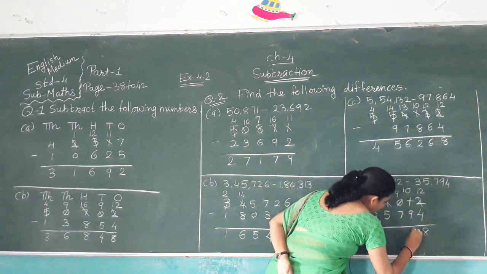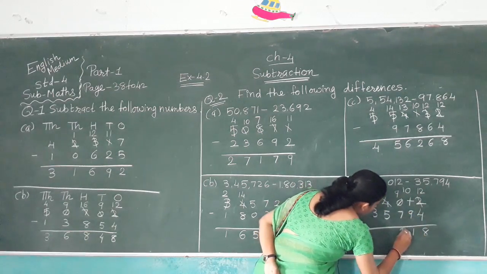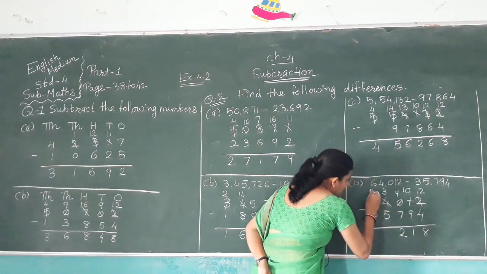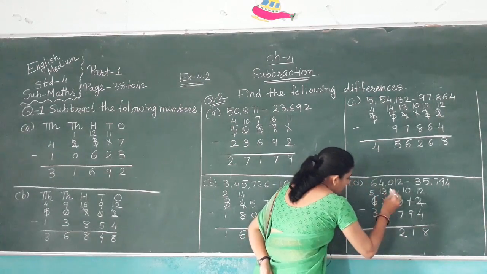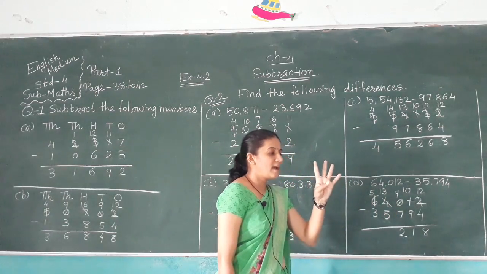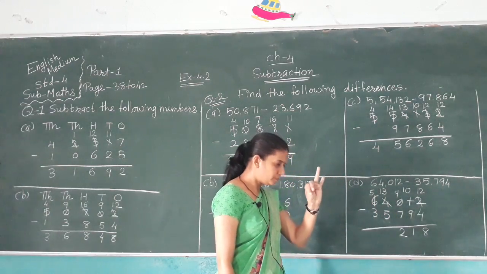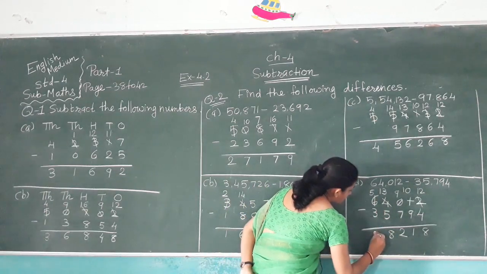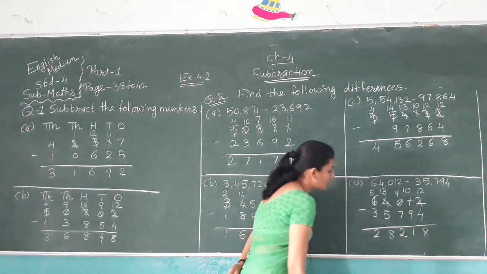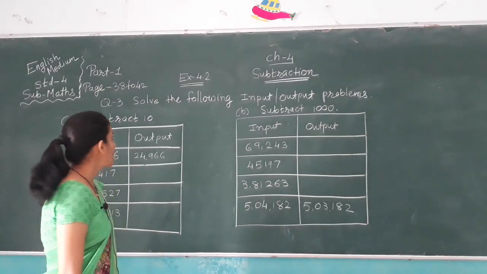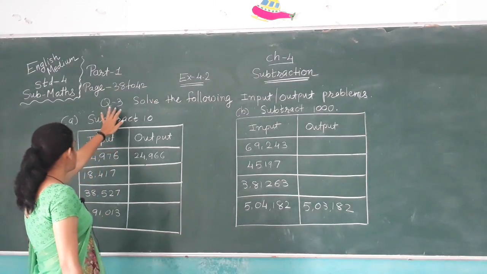10 minus 9, 1. 9 minus 7, 2. 3 minus 5, it is not possible. Cut here 6, right here 5. 13. 13 minus 5. Take it 5 finger. Before 13, 12, 11, 10, 9 and 8. And 5 minus 3, 2. We get answer 28,218. Now next question. Question number 3.